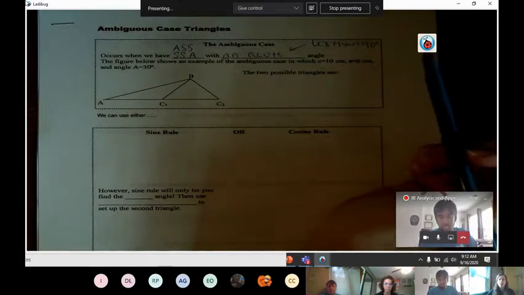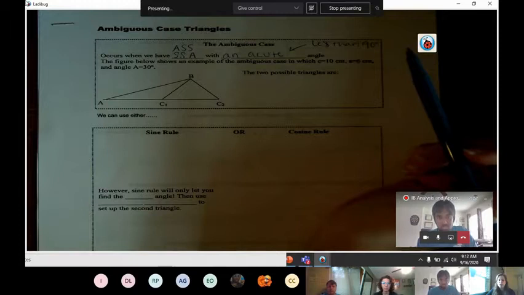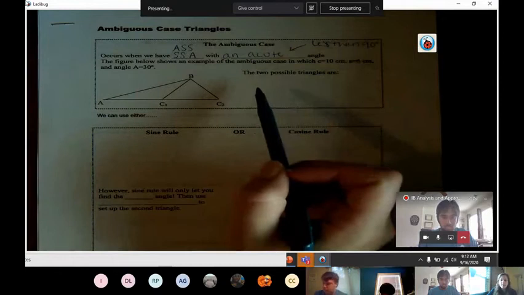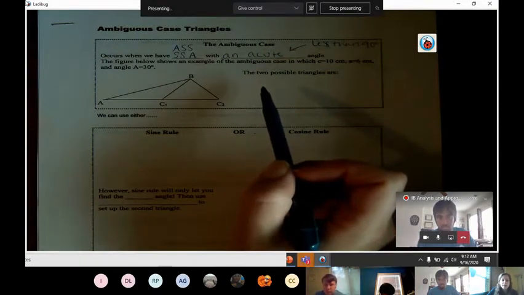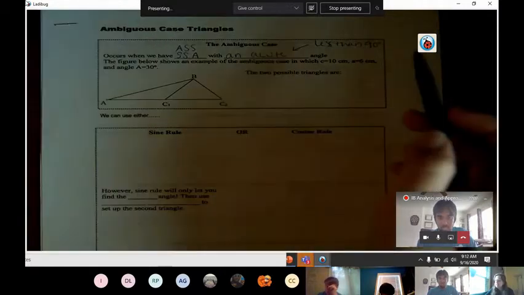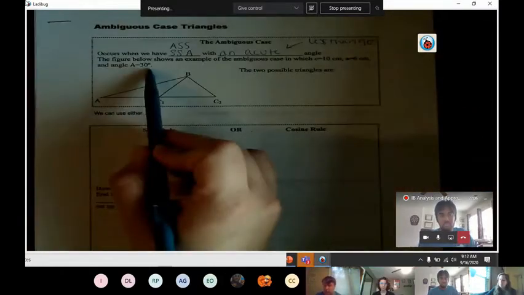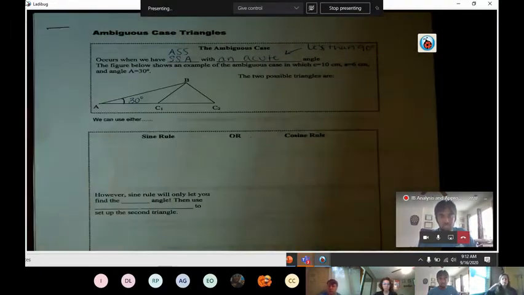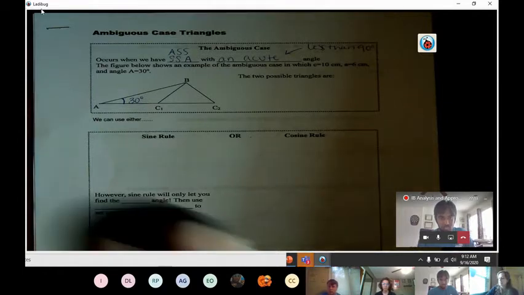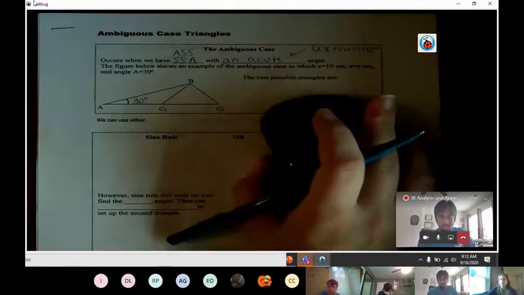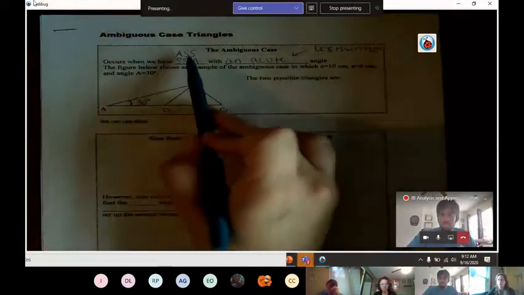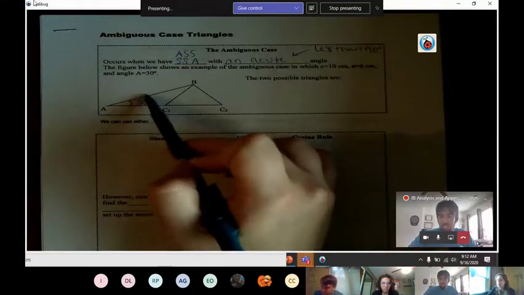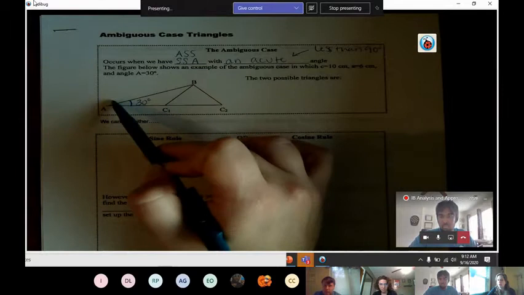Okay, so it says the figure below shows an example of the ambiguous case triangle where C is 10. So I think it means, hold on, well, A is 6 and the angle A is 30 degrees. So we know this angle A is 30 degrees. Basically the ambiguous case is when we have an angle measurement and 2 side measurements, or 2 side measurements and then an angle measurement. This angle is acute, and basically there are 2 possible triangles that can occur.